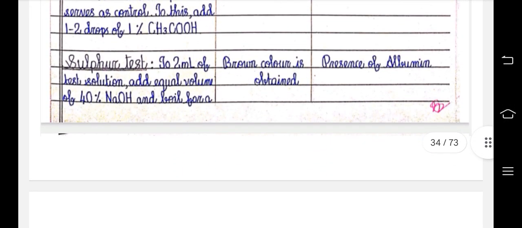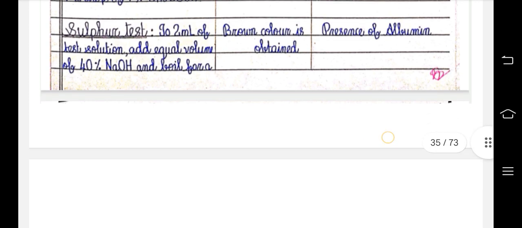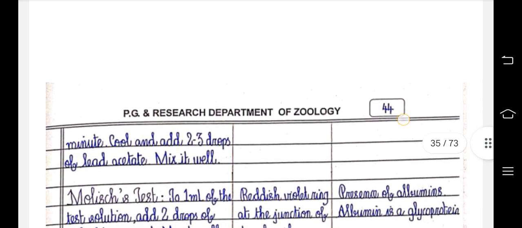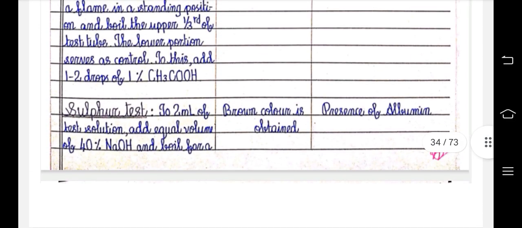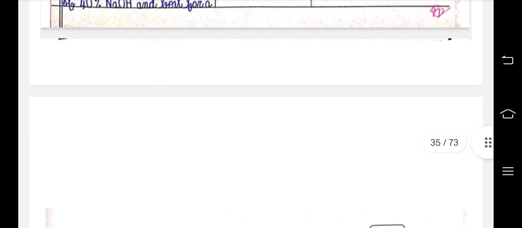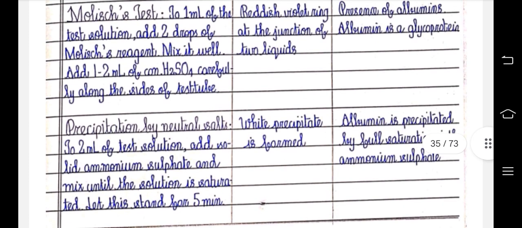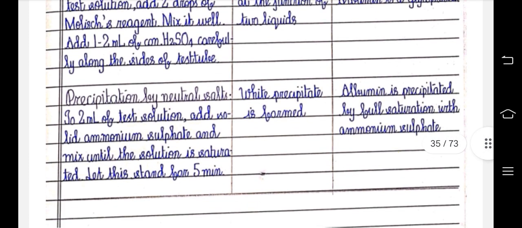Then sulfur test. To 2 ml of this solution, add equal volume of 40% NaOH and boil for a minute. Cool and add 2 to 3 drops of lead acetate. Mix it well. Brown precipitate. Brown color is obtained, presence of albumin. And Molisch test is performed. That turned out to be positive.